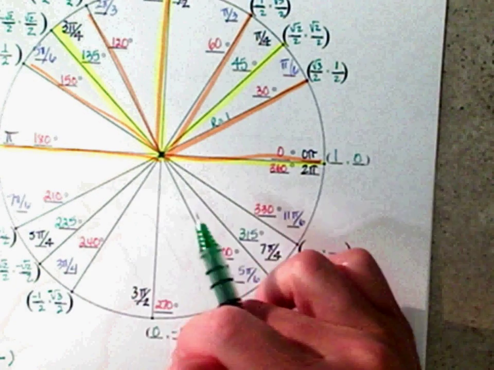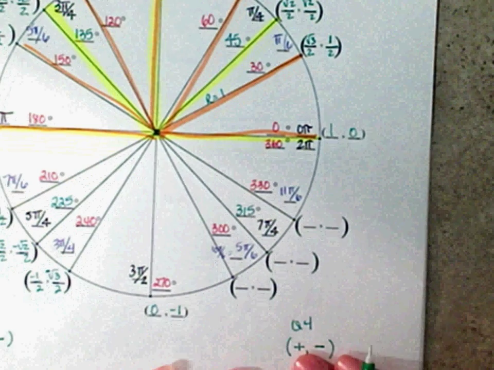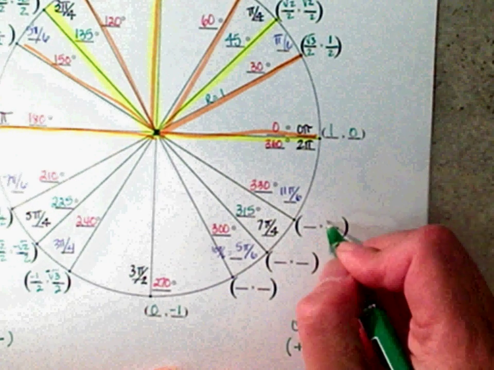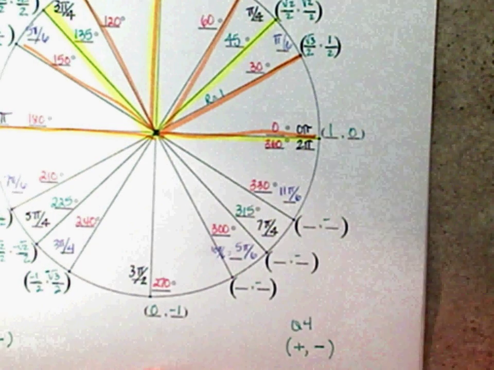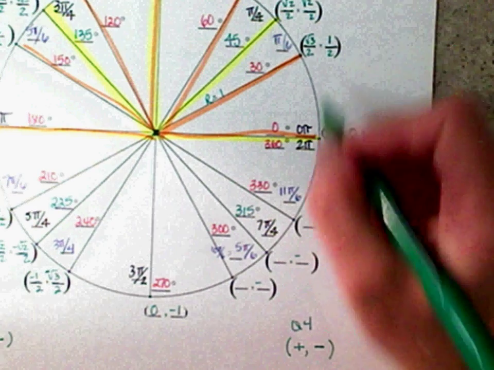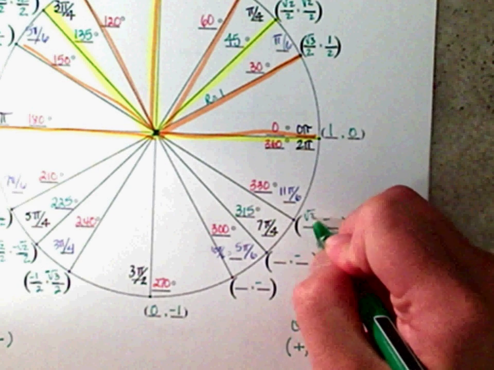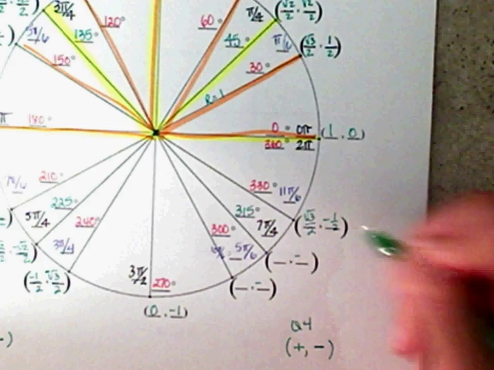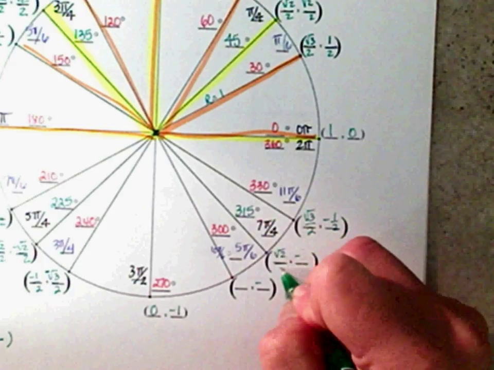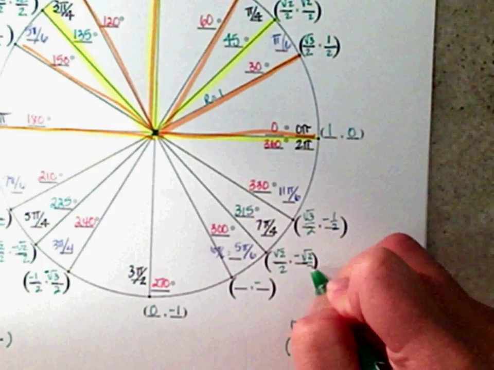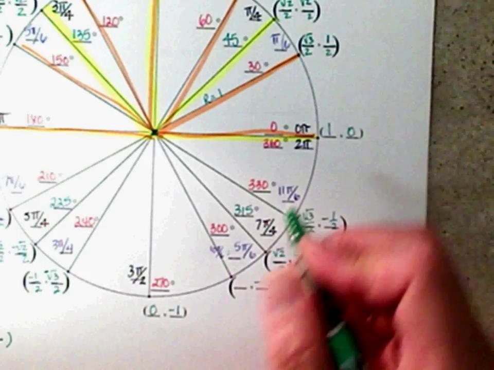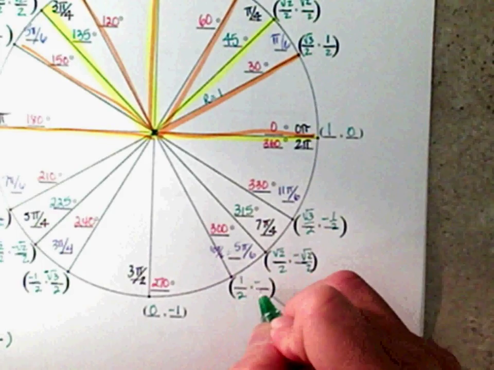The fourth quadrant is always plus and a minus. So every one of these right here, all your y's are going to be negative. All right. Straight down, square root of 3 over 2, negative 1 half. Square root of 2 over 2, negative square root of 2 over 2. You see that right there? And here you have 1 half, negative square root of 3 over 2.